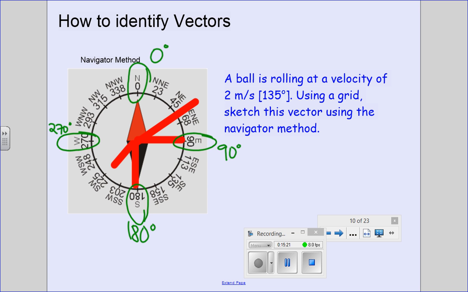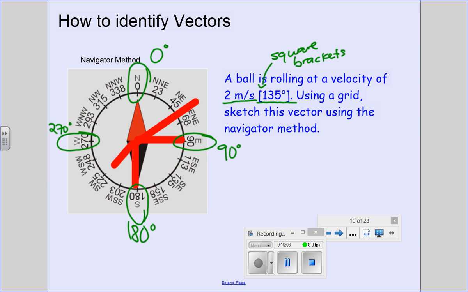So for example, if I said that a ball is rolling at a velocity of 2 meters per second, that's the magnitude or the rate, and then in square brackets, 135 degrees. The square brackets are always what we use for direction. So if you see something in square brackets after a speed measurement, you know that that's the direction that the person was going. So in this case, since we said 135 degrees, which way is that actually?